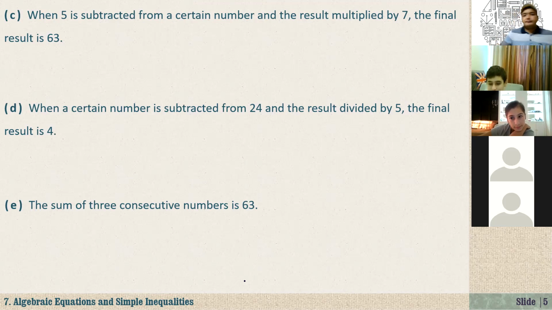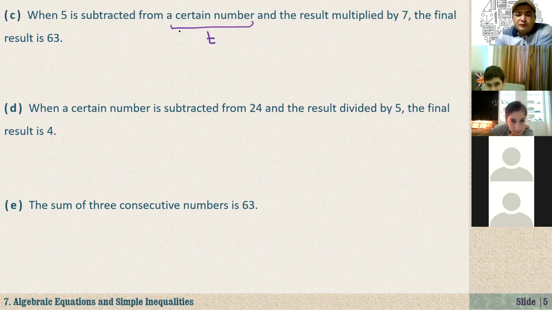Ariel. Yes, that is. When 5 is subtracted from a certain number and the result is multiplied by 7, the final result is 63. Very good. So, can I do this one? Let's say Tariel's first name letter is T. Let's say that a certain number is T.